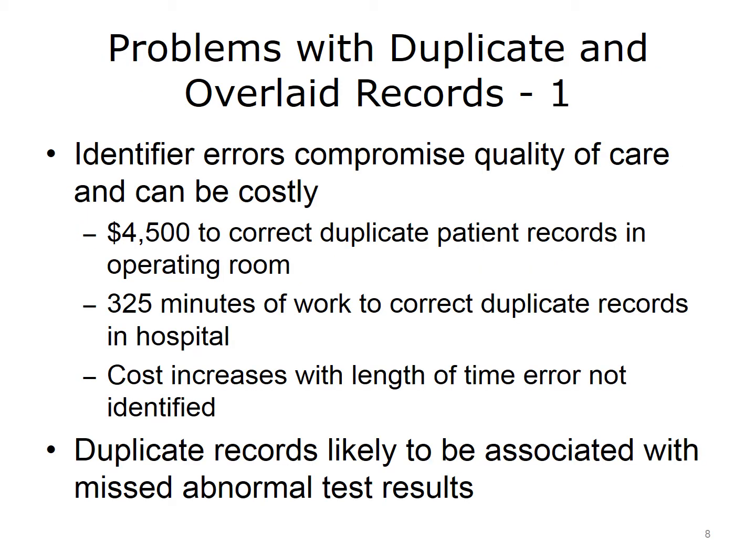One study over a decade ago identified that errors in patient identifiers compromise the quality of care and can be costly, noting an expense of about $4,500 to correct duplicate patient records in an operating room and taking 325 minutes of work of those in the healthcare system. The cost was found to increase with the length of time that the error was not identified. More recently, it's been shown that duplicate records are more likely to be associated with missed abnormal test results.